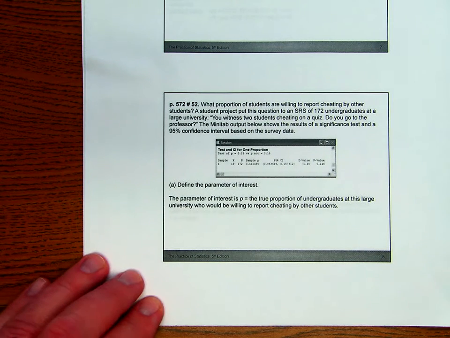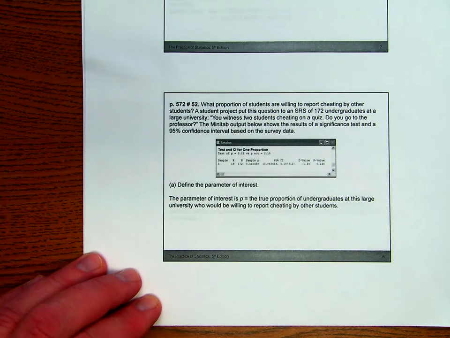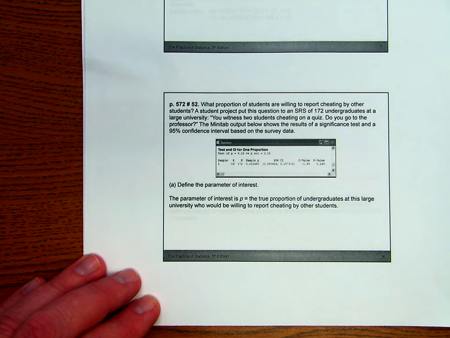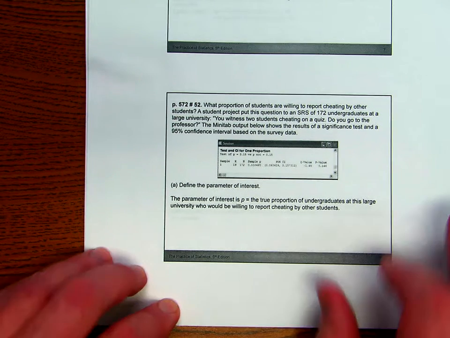All right, so here's our setting. What proportion of students are willing to report cheating by other students? A student project put this question to a simple random sample of 172 undergraduates at a large university. You witness 2 students cheating on a quiz. Do you go to the professor? The Minitab output below shows the results of the significance test and the 95% confidence interval based on the survey data.